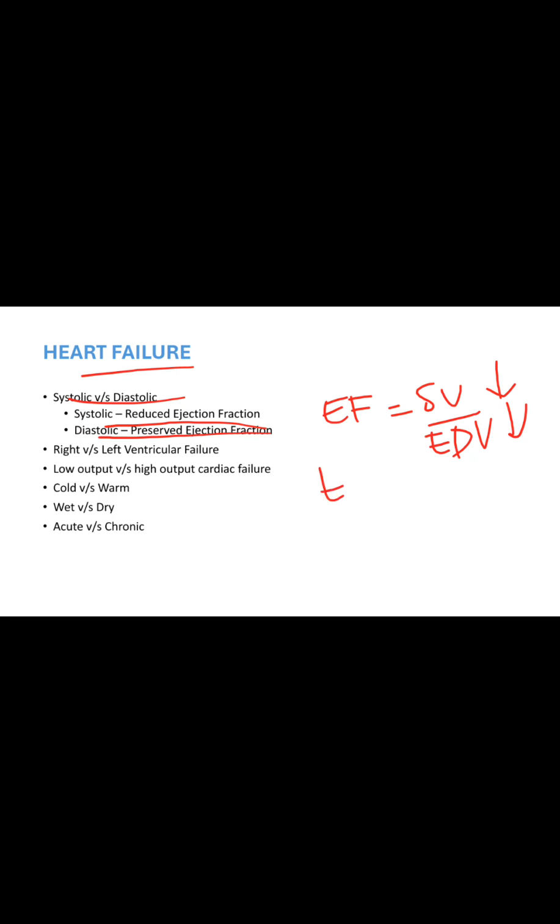But in systolic failure, the stroke volume will be reduced, but the EDV will be comparatively normal, because you are not able to contract and push out the blood. Then it can be a right versus left ventricular failure. It can be a low output versus high output failure. High output failure you usually say in case of anemia, thyrotoxicosis, right? It can be cold versus warm, that is based on the peripheries, whether it's cold or warm.